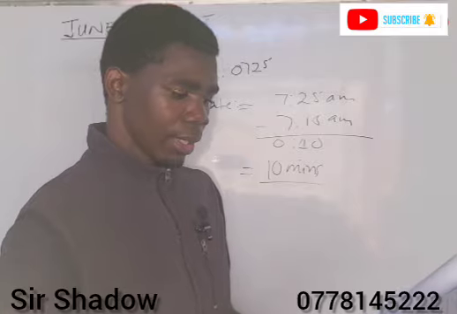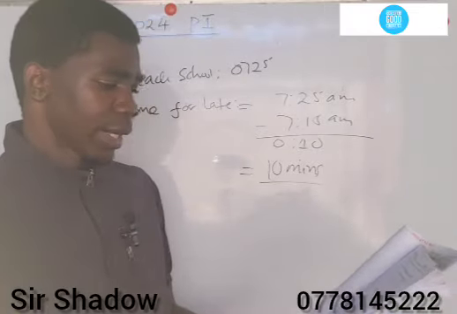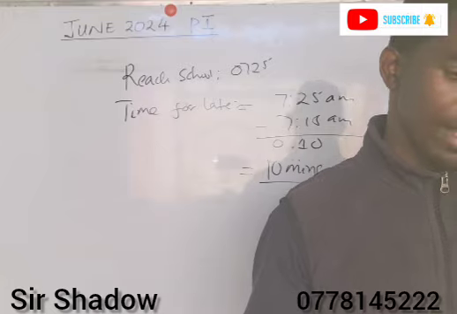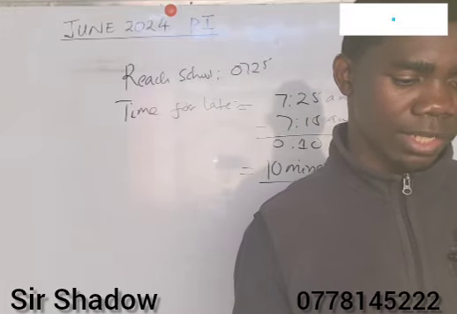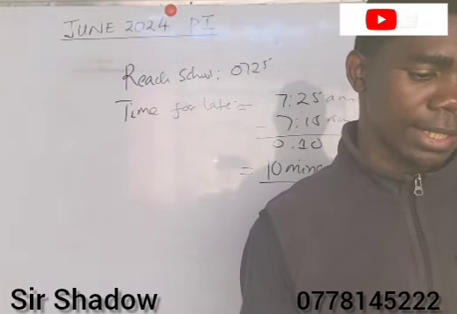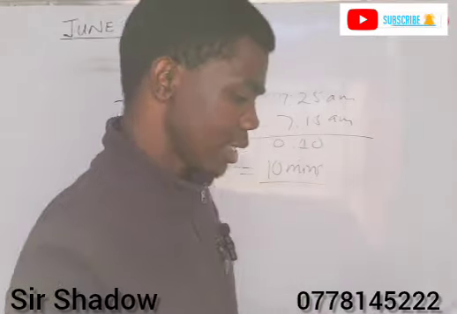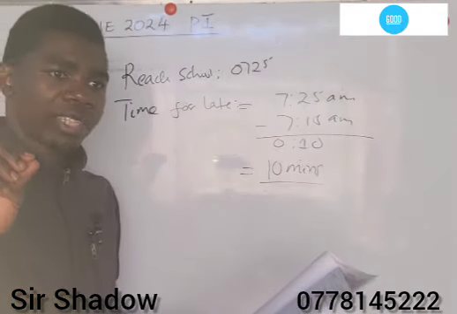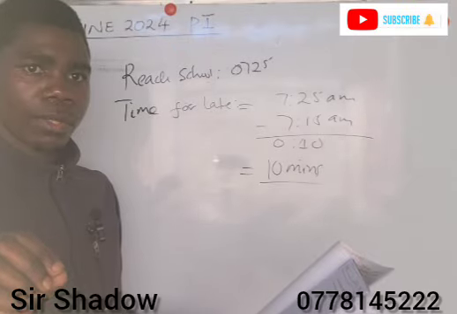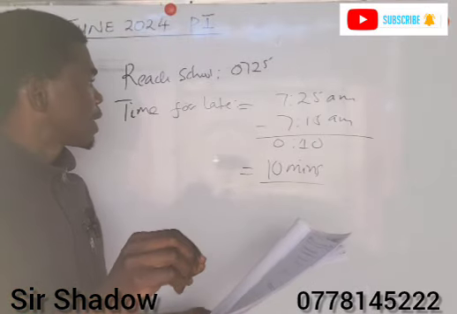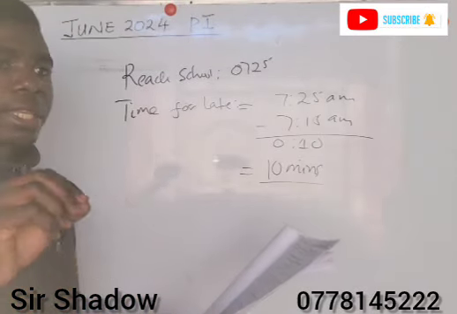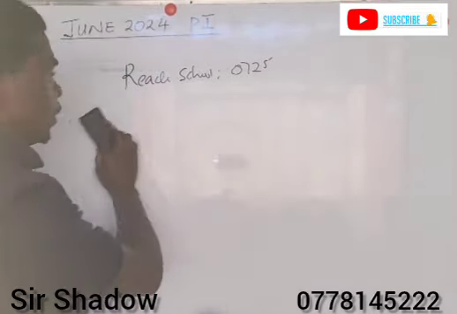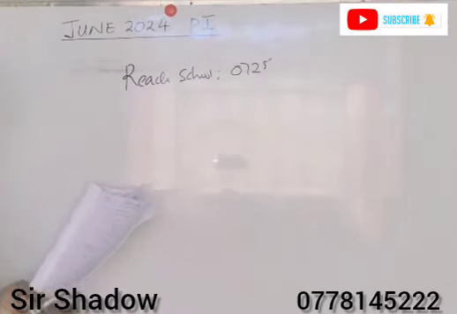Then let's move on. Item 2. Calculate the average speed in kilometers per hour at which the learner P was walking on the day that the learner was late. So we want to calculate the average speed that the learner was using.